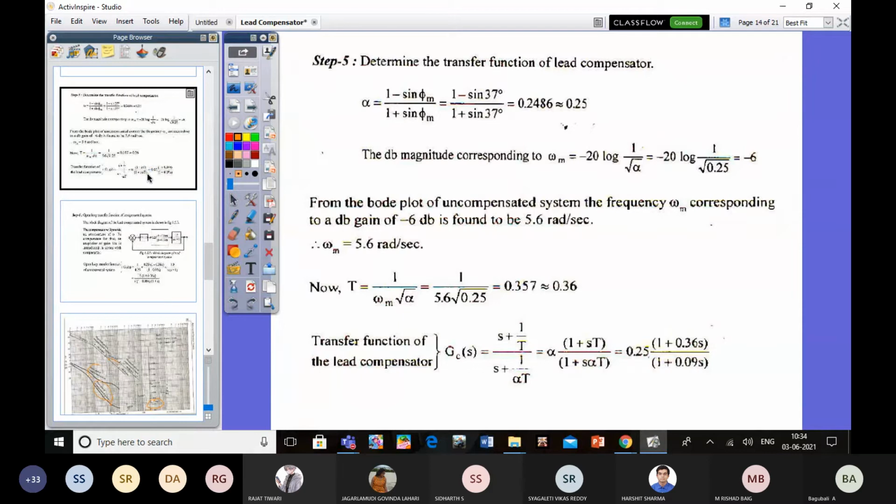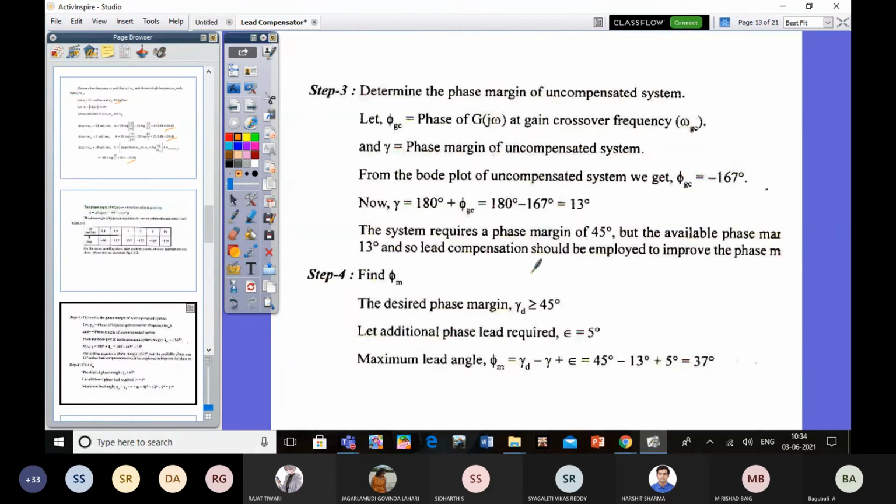Once you determine that, you can go to the next step. You know how to determine the phase margin: 180 plus phi gc, where phi gc is minus 167. You can substitute and you will get the phase margin of the uncompensated system. Once you get the uncompensated system phase margin, what is the next step, dear? We first check the uncompensated system phase margin against the desired phase margin. If both are the same, then we need not design a compensator. If not, we go and design the compensator. Then only can you proceed to the next step.